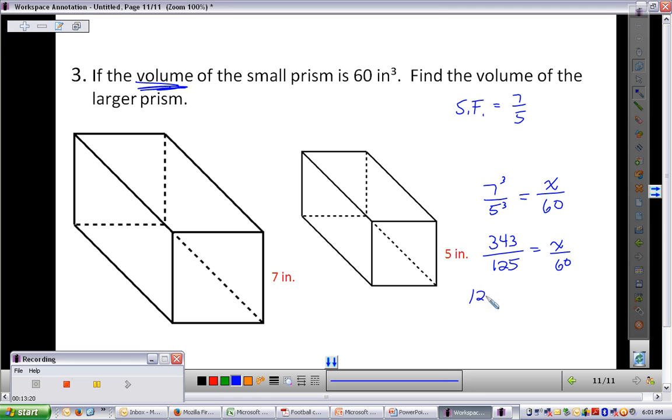Cross multiply. I get 125X equals 343 times 60, which is 20,580. Go ahead and give me a decimal for this. So I'm going to get X equals 164.64. Again, we're talking about inches cubed here. So this time we actually know that the volume of the bigger one is 164 inches cubed.